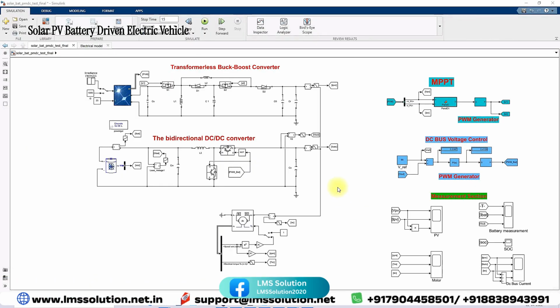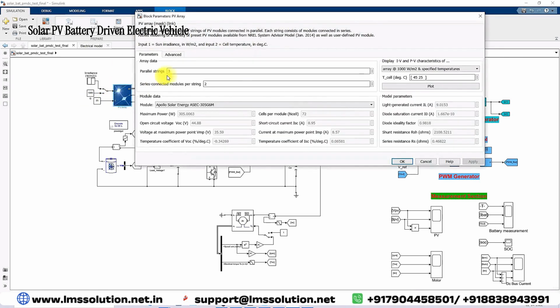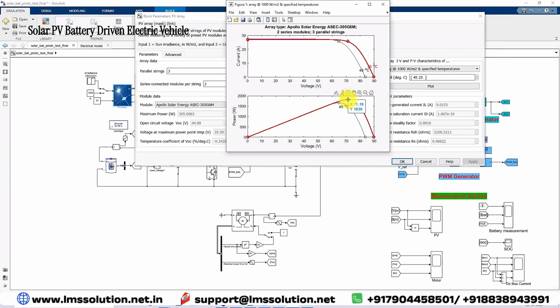Today we are going to see about solar PV battery driven electric vehicle by employing transformerless buck boost converter. This is a simulation model created for a solar PV battery driven electric vehicle. This system consists of a solar panel. The solar panel rating is around 1830 watts at 25 degrees Celsius and 1000 watts per meter square.